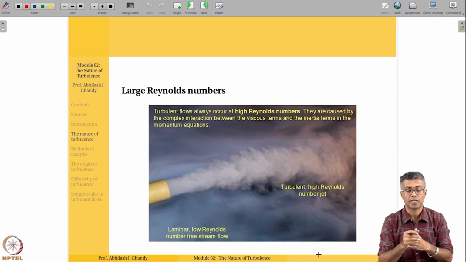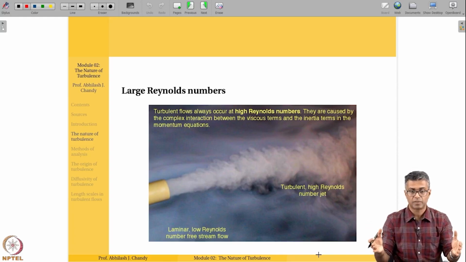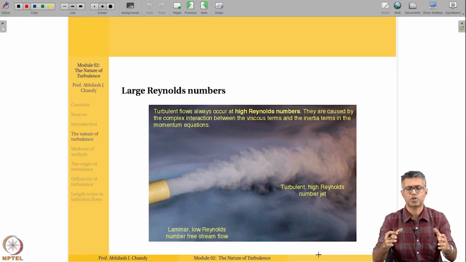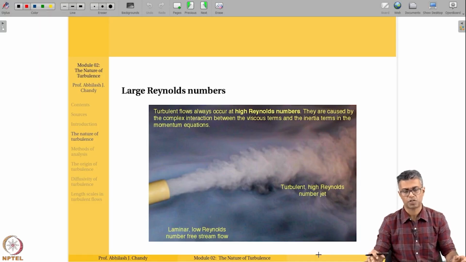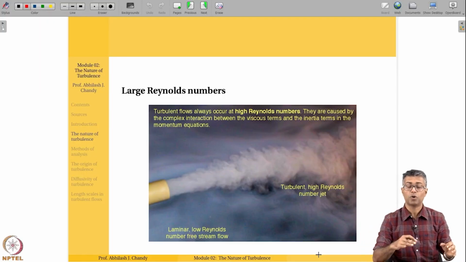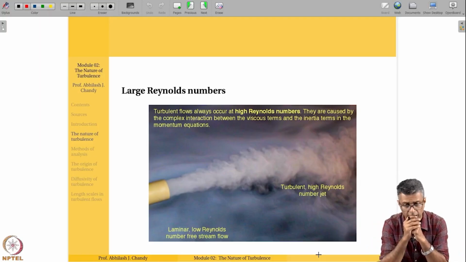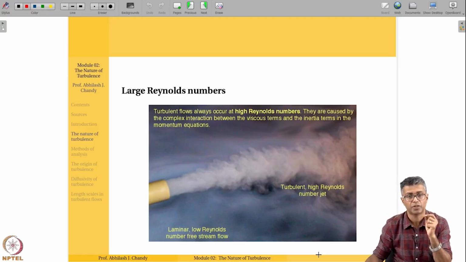So you have this jet that is emanating, and around the jet you have sort of a quiescent environment. So essentially laminar, low Reynolds numbers free stream flow. And the jet itself is at high speed or large Reynolds numbers, and that you have a turbulent high Reynolds number jet. So complex interaction between viscous terms and inertia terms.